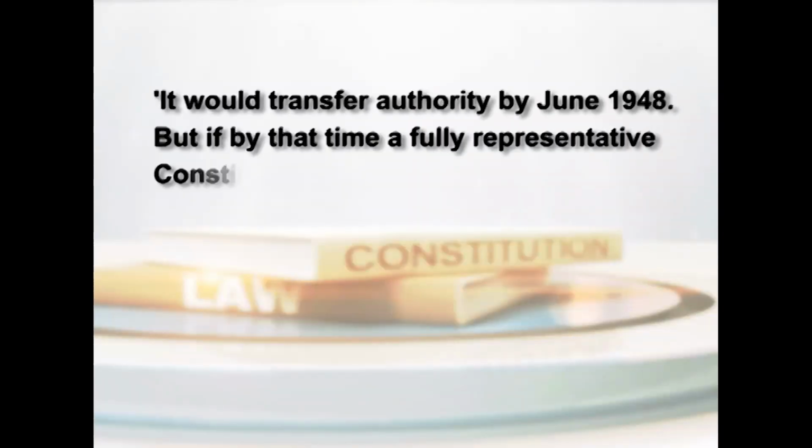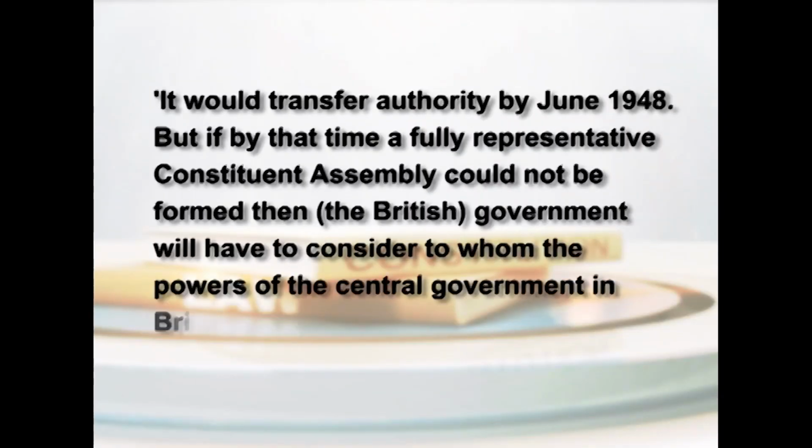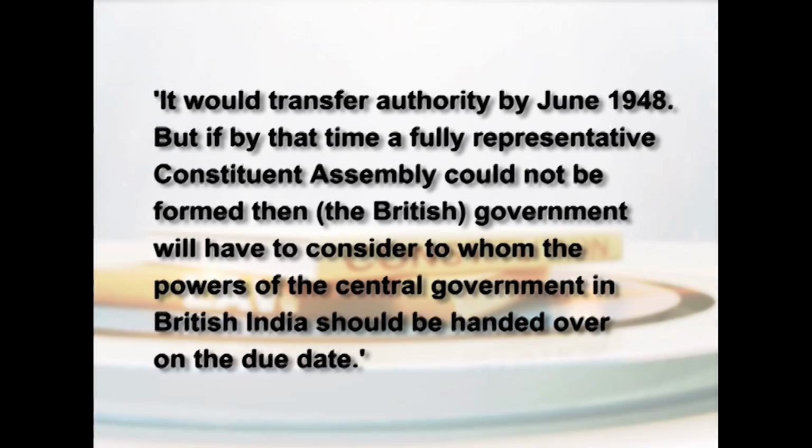It would transfer authority by June 1948. But if by that time a fully representative Constituent Assembly could not be formed, then the British government would have to consider to whom the powers of the central government in British India should be handed over on the due date. That is, if there is none who would accept the charge, then the British will stay. That was their vision.